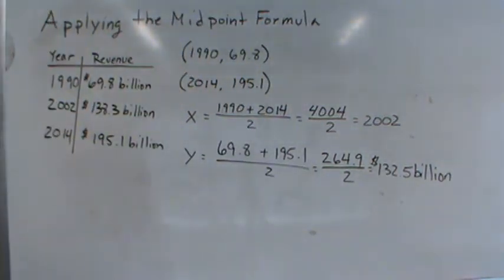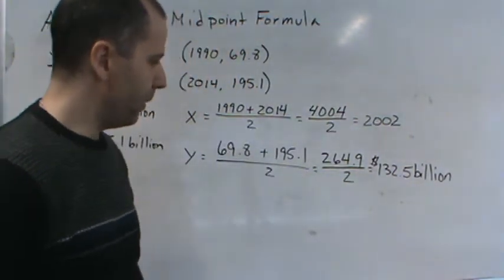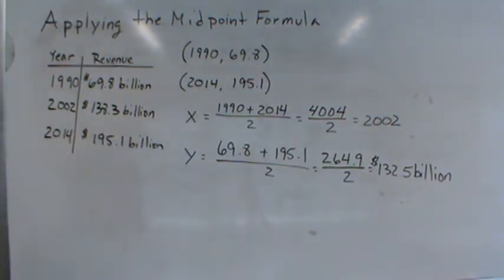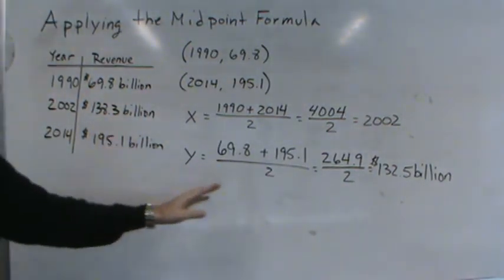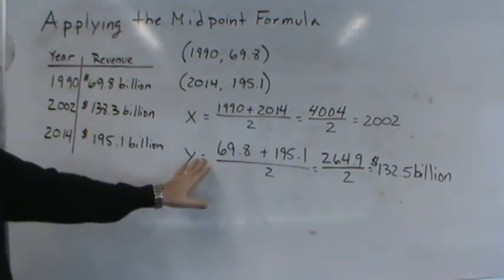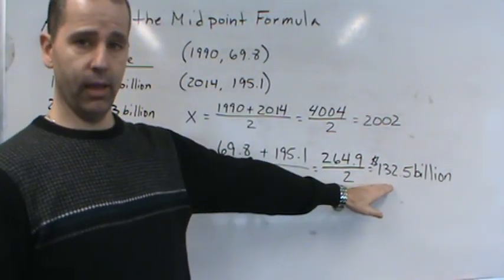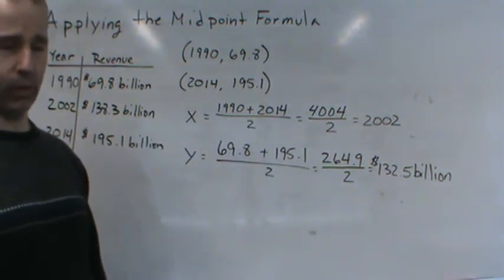So what did we do? We used the midpoint formula, and based on our midpoint formula, we estimated that the amount of revenue brought into the United States by fast food is approximately $132.5 billion. Now, let's compare it to what the actual value is here. Our estimate was lower. And that's fine. In modeling, when you're predicting something, those are very rarely ever exact. But that's how you do it.